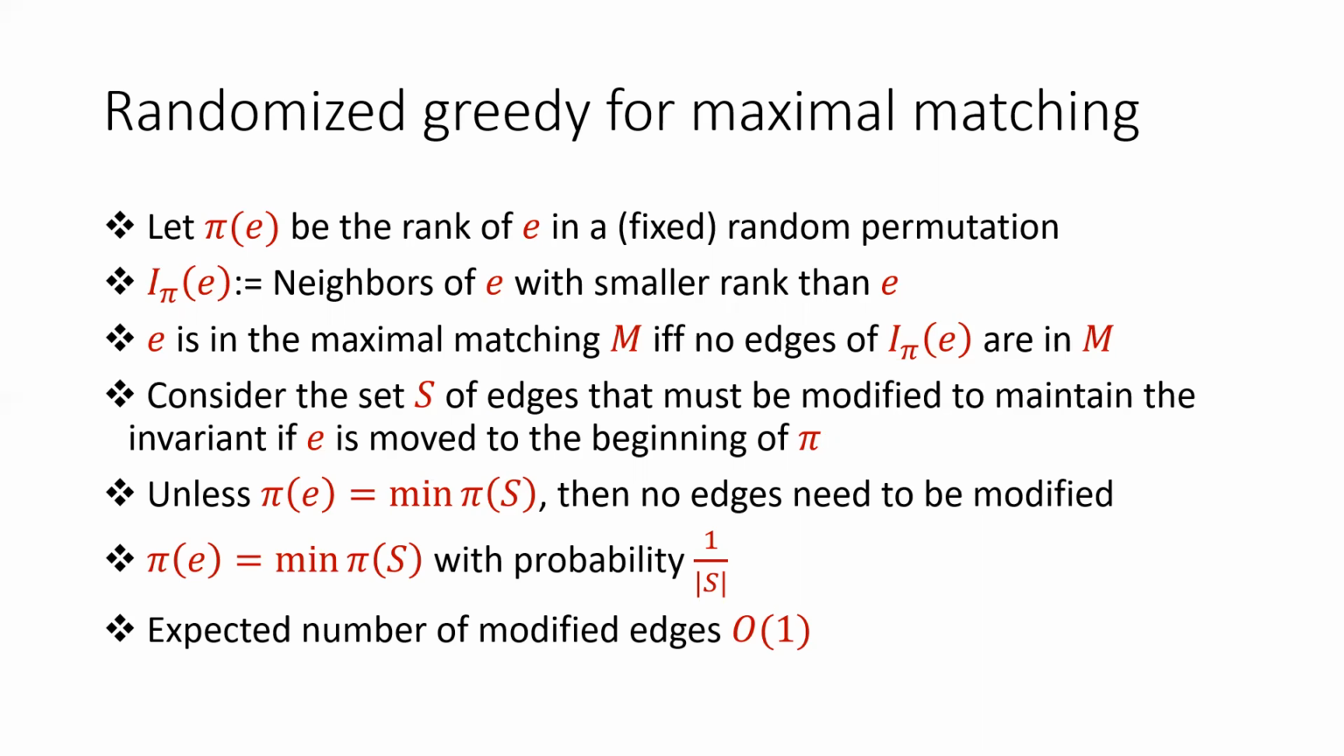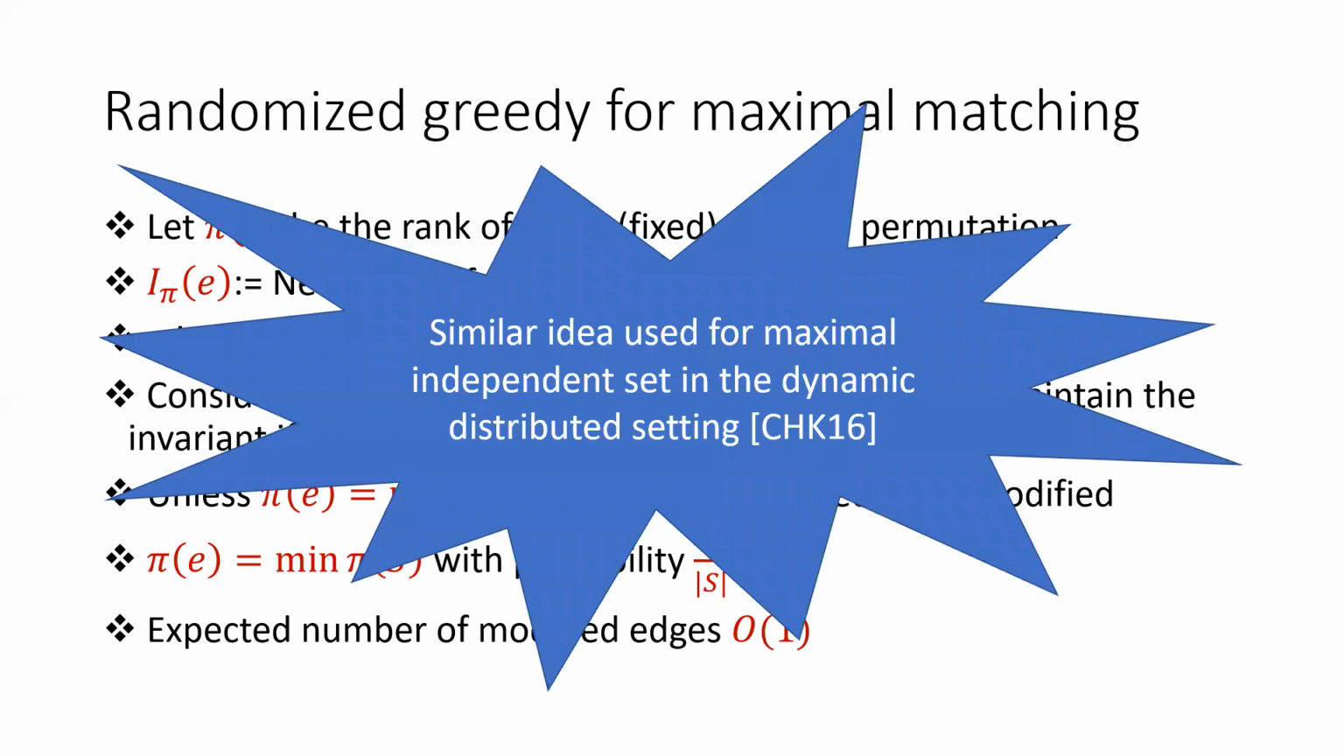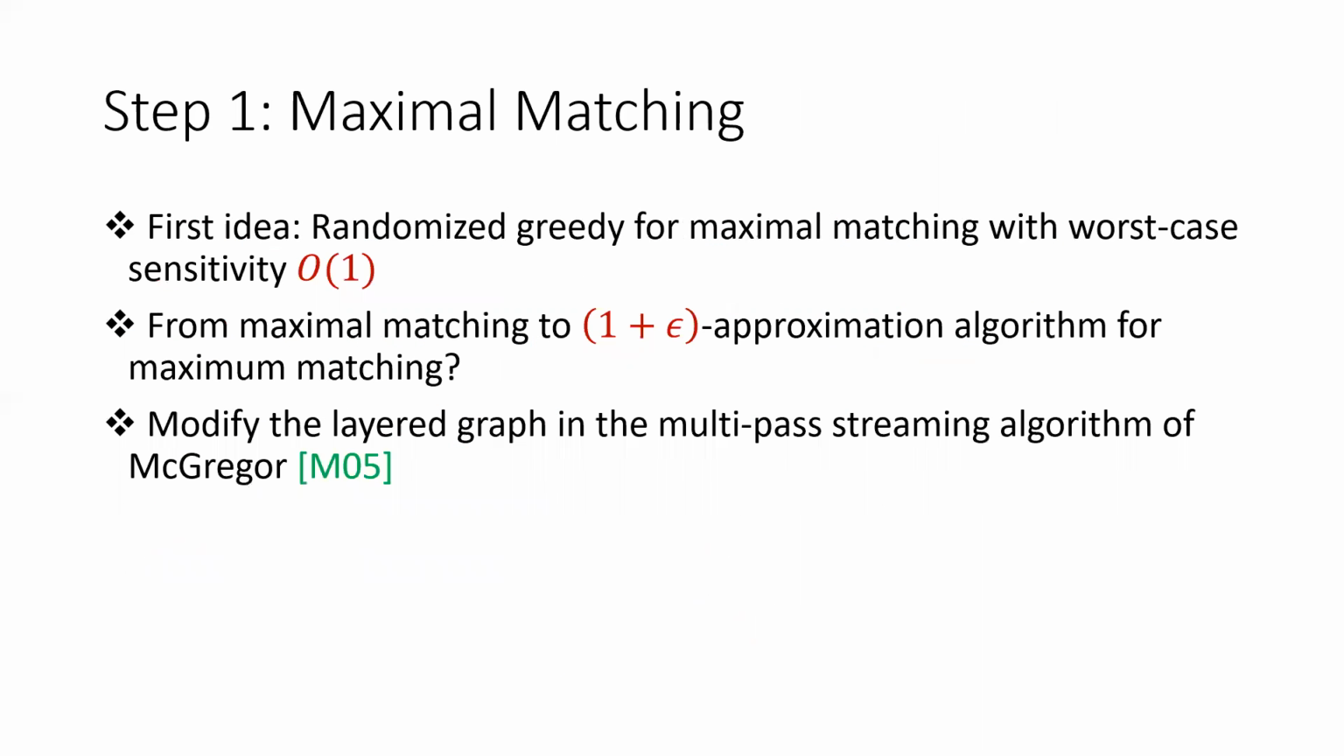So this analysis is a bit involved, but similar ideas were previously used to show an algorithm for maximal independent set in the dynamic distributed setting by Censor-Hillel et al. So now we have a toy subroutine that shows that the randomized greedy for maximal matchings with worst case sensitivity of 1 can be used as an initial procedure. And our goal is to go from maximal matching to a 1 plus epsilon approximation algorithm for maximum matching.